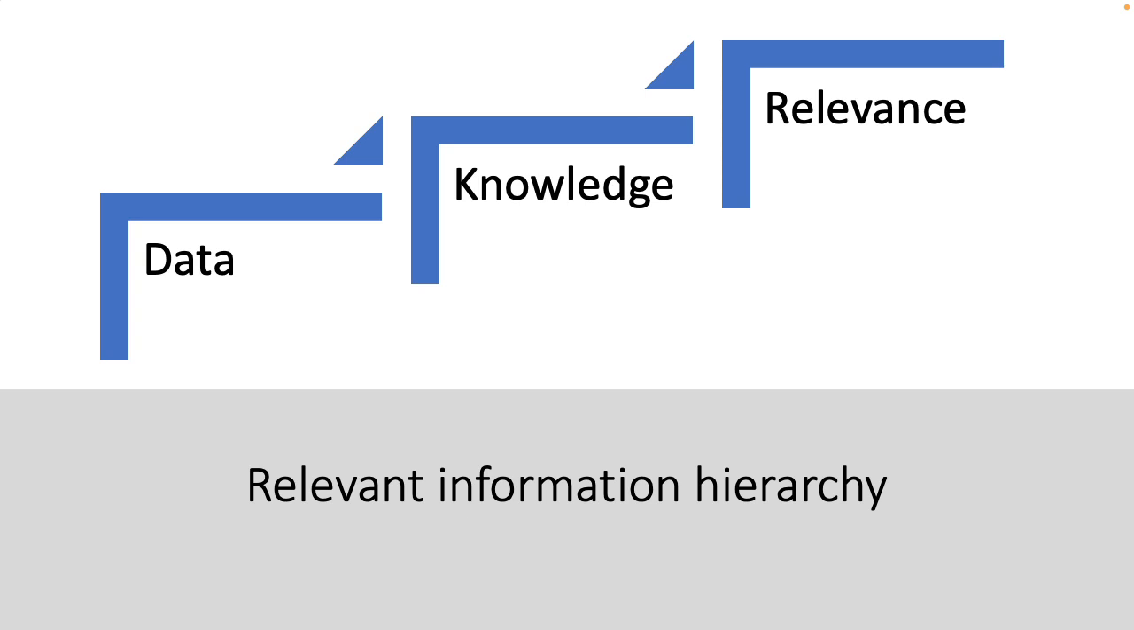So the relevant information has a certain hierarchy, three steps. Data by itself is useless. If it's just data in itself, for example, you have a collection of birthdays. That by itself is useless. It's not very useful, because it's just a bunch of data. It's just a bunch of data sets.